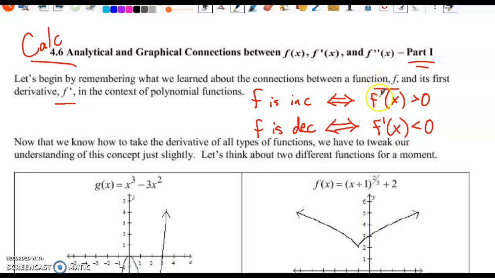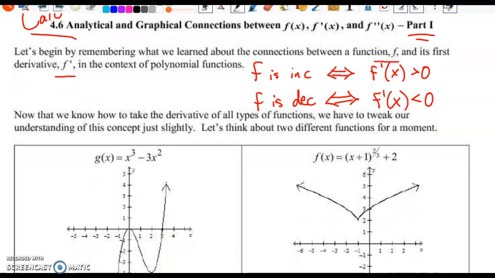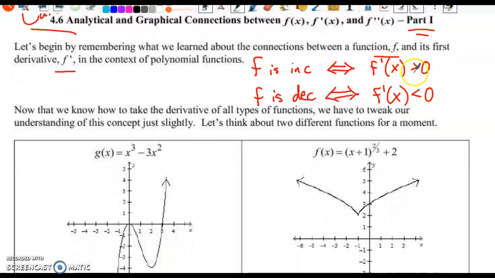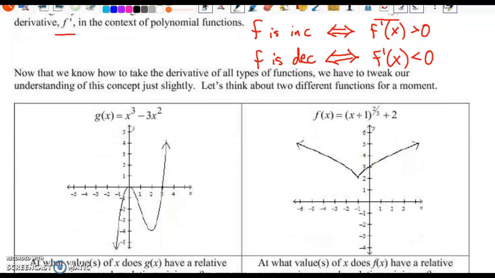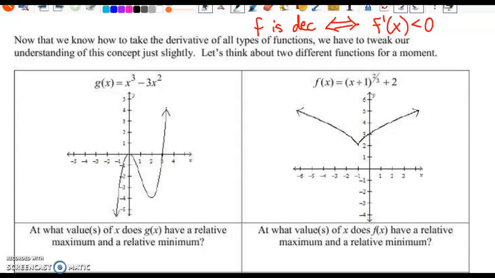Now, if the first derivative is equal to 0, we can't tell for sure if it's increasing or decreasing. It's a horizontal tangent, but if it goes from increasing to increasing, we just say it's increasing throughout, or if it's decreasing to decreasing. So notice I don't have that equal to 0. Kind of important.